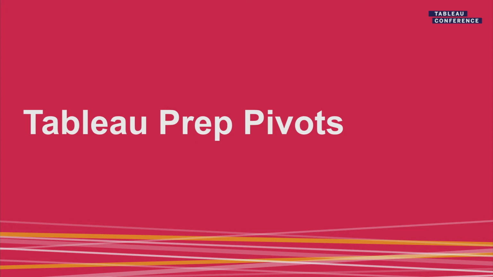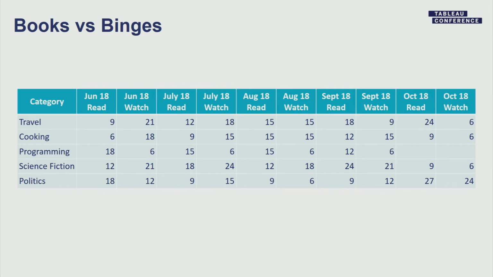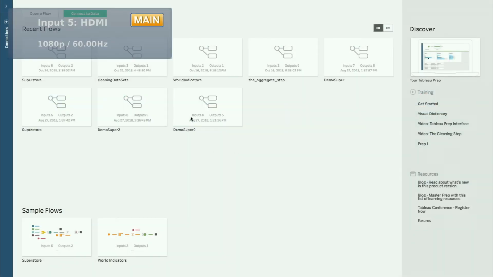So I pulled up some data from my own life here. I love watching Netflix. I watch a lot, and I feel kind of terrible watching so much Netflix. So I also like to read. And I feel like if I balanced how much time I spent binging on Netflix with how much time I spent reading, if that was roughly equal, I'd be okay. So here's my data, broken down by the last few months. I have the different categories of stuff, like I watch science fiction, just by the last few months. And we're going to pull this data into Tableau Prep and see if we can't figure out whether or not my books versus binges numbers are balanced.